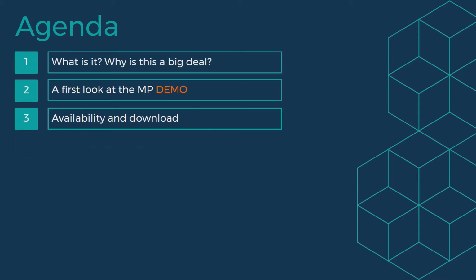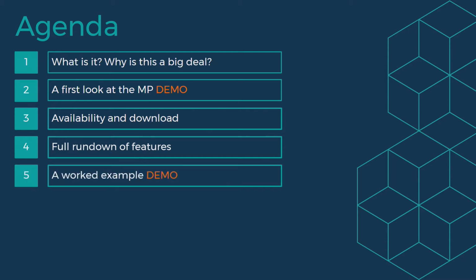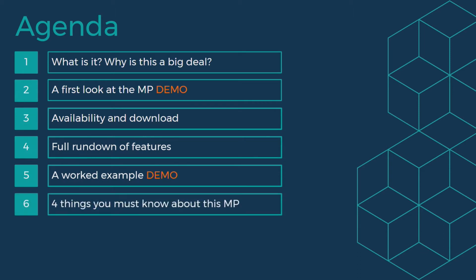So hopefully within the first 10 minutes, you'll have everything you need to know to get started with this, but then please do stick around, because for the second half of the webinar, we have probably another 30 minutes of content. We will do a full rundown of the features in the management pack. Matthew will take us through a full worked example, so lots of details about what you can do with the management pack. Matthew also wants to share 4 things you must know about this management pack, so you go away with the best practices and knowledge of some of the caveats.